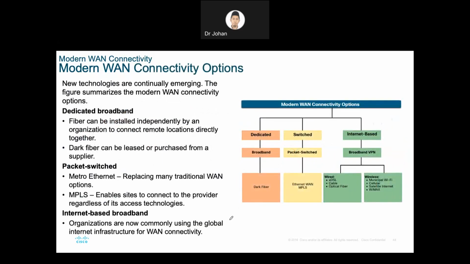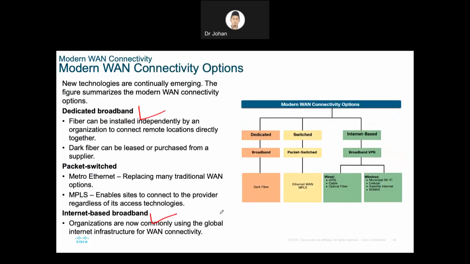For modern WAN connectivity options, new technologies are continually emerging. The figure summarizes the modern WAN connectivity options. First, we have dedicated broadband. Second, packet switch. And the last one is internet-based broadband.